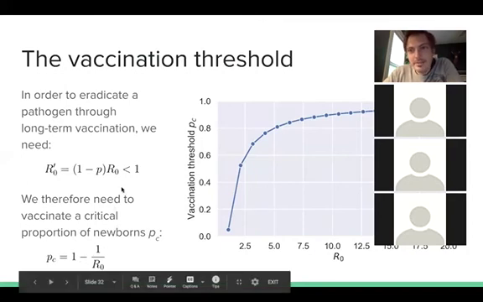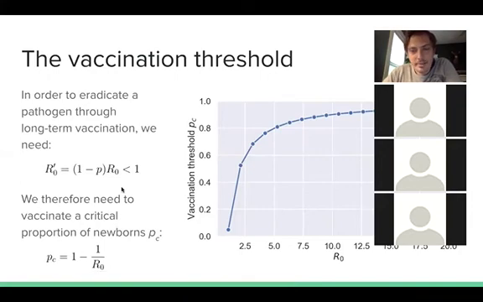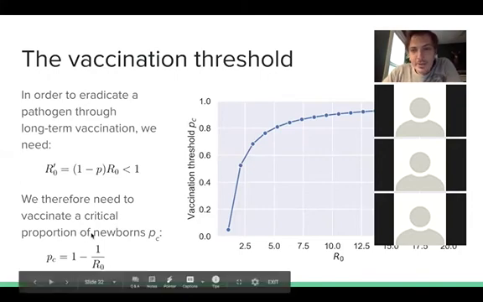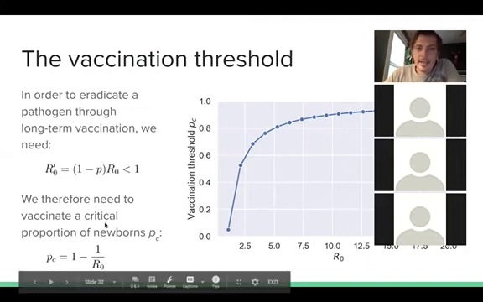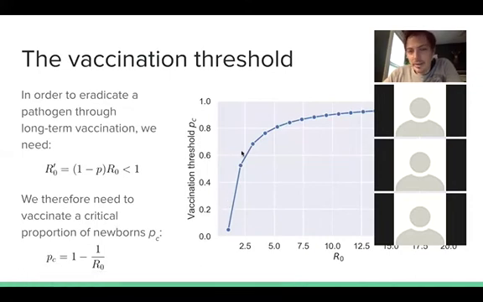And so this is one of the most famous equations in a lot of mathematical epidemiology, because through this very simple back of the envelope calculation, given the R naught of a particular pathogen, you can very quickly figure out what proportion of the population you need to vaccinate in order to eliminate the disease from the population. And what's interesting is that the proportion that you need to vaccinate grows non-linearly with R. So as R naught increases, you have to vaccinate more and more of the host population.